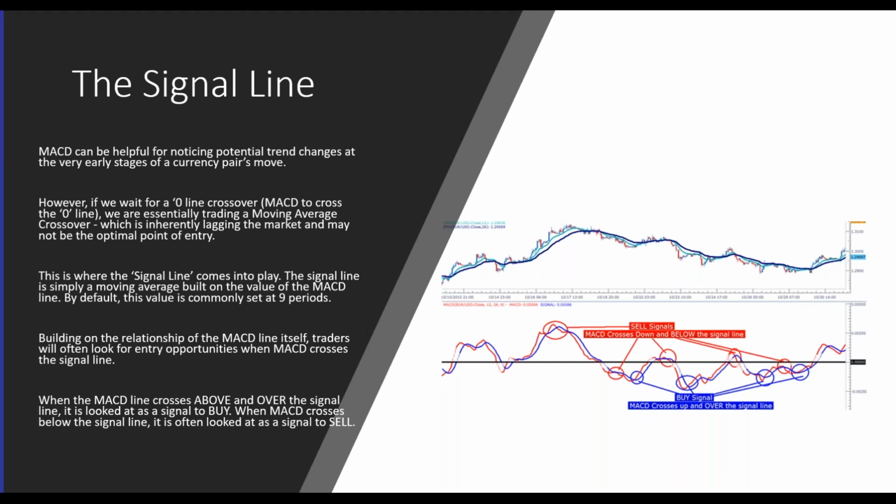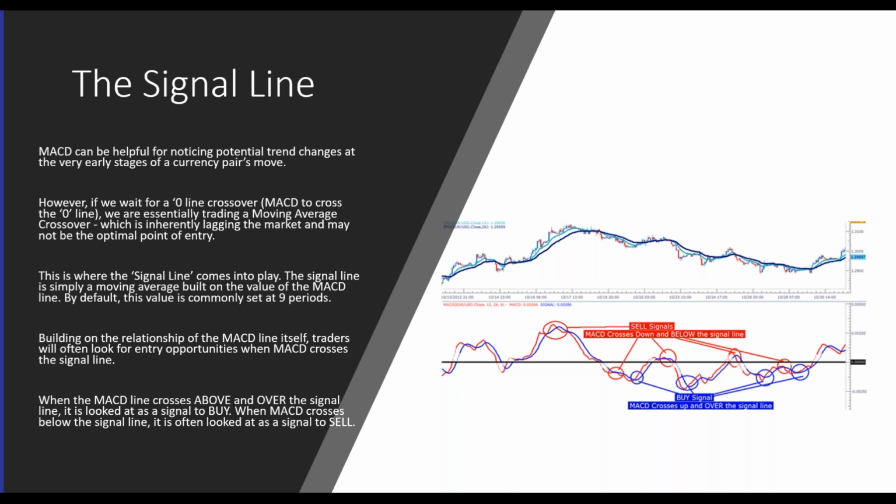Now the signal line, or the trigger line, is where it comes into play. The signal line is a moving average built on the value of the MACD. By default, the value is 9 periods. Building on the relation of the MACD line itself, traders will often look for entry opportunities when MACD crosses its signal line. When it crosses above and over the signal, it's looked at as a signal to buy. When the MACD crosses below the signal, it is often looked at as a signal to sell.